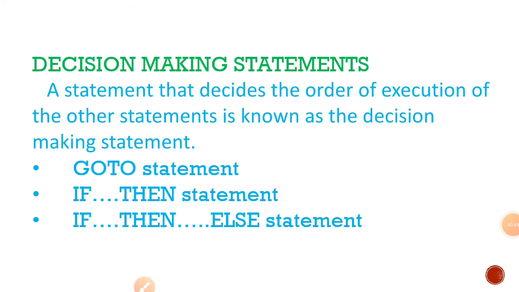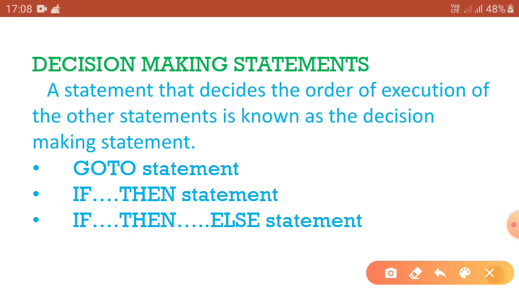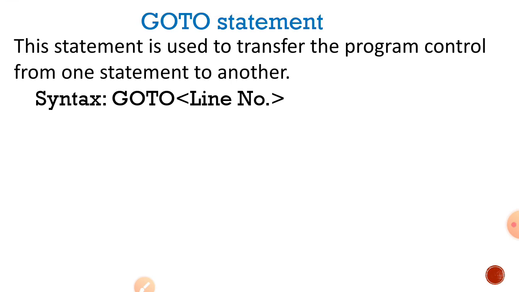A statement that decides the order of execution of the other statements is known as the decision making statement. Such statements are based on the specified condition, hence they are also known as the conditional statements. There are three types of decision making statements. One is GOTO statement, number two is IF THEN statement, and number three is IF THEN ELSE statement. We will learn all these statements one by one. Go to the next slide.